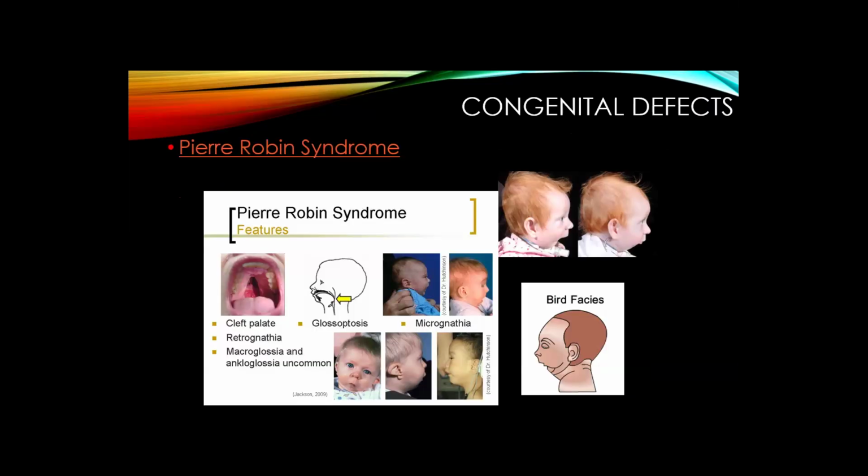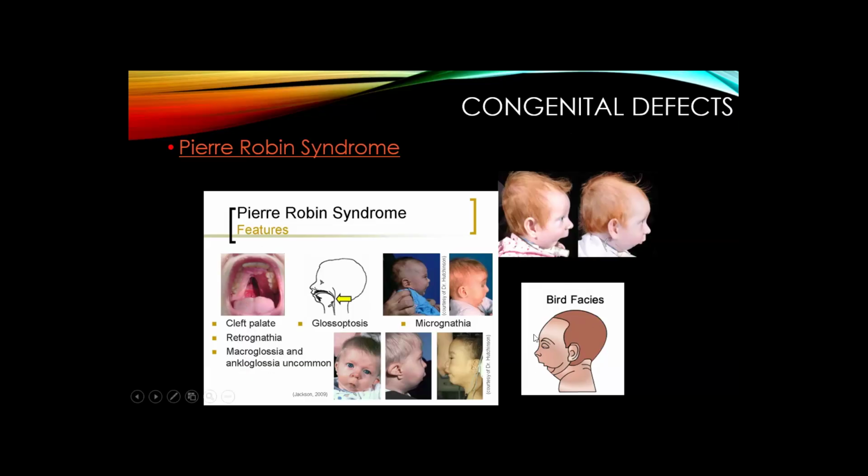Next thing we're going to talk about is Pierre-Robin syndrome. Okay, so Pierre-Robin syndrome is a collection of defects or anomalies, such as cleft palate. Okay, so they have a hole or an opening between the upper palate and the nasopharynx. Retrognathia. Okay, so retrognathia means they have a small chin and it's recessed. Macroglossia is a very large tongue.